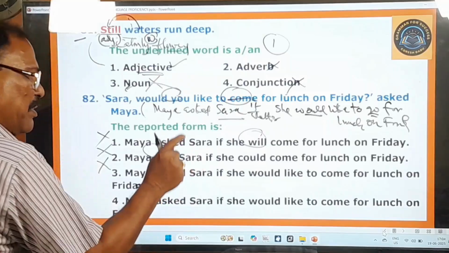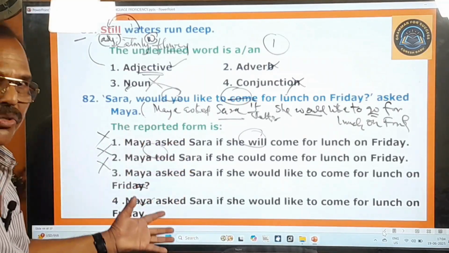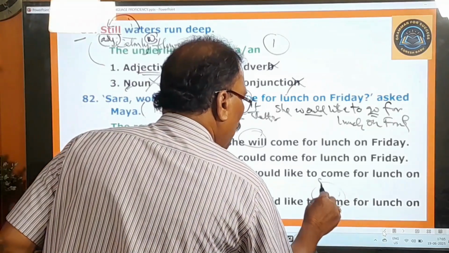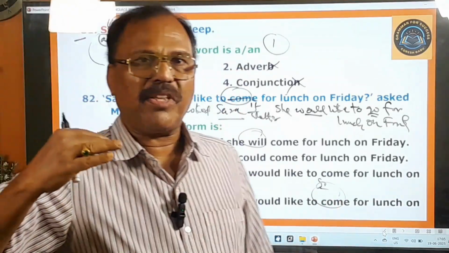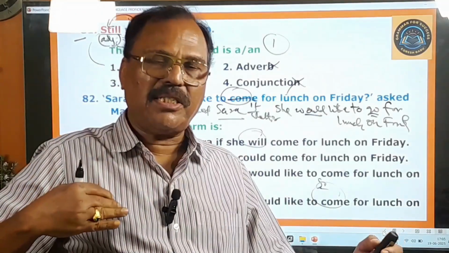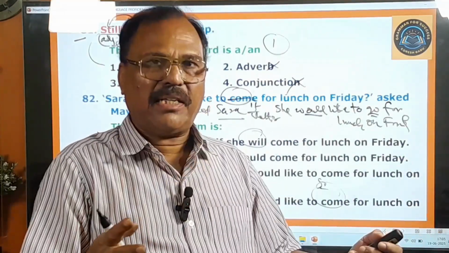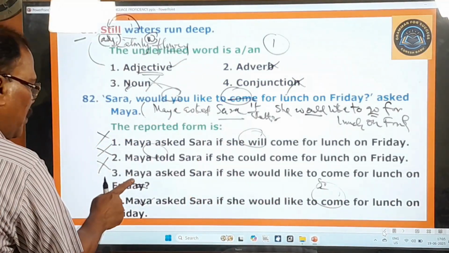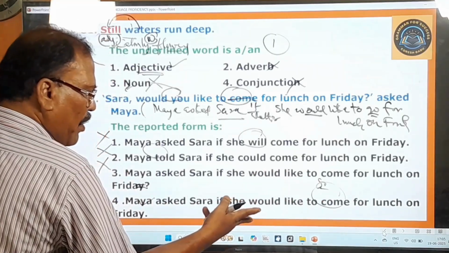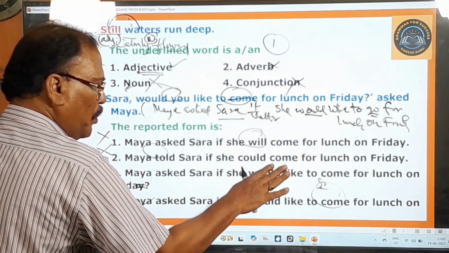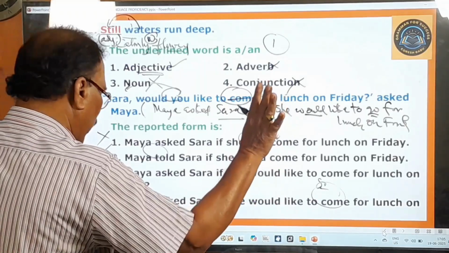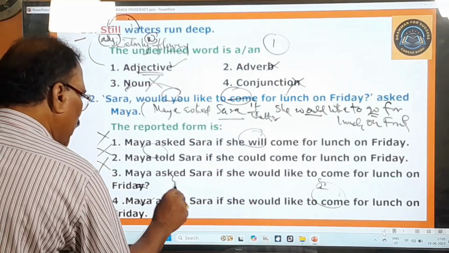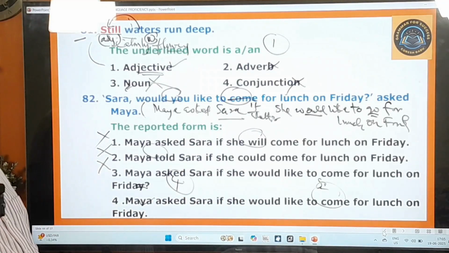And here, Maya asked Sarah if she would like to come for lunch on Friday. This is okay, but here one mistake. This is the as-it-is question paper, and that's why I am not changing anything. Actually, this come should be changed into go. Whenever there is a come in the direct speech, that should be changed into go in the indirect speech. There is a rule like that. But here, this come is not changed into go. Though everything else is okay, here the question mark is not used. Of course, in the place of come, go should be there, but come is used as it is. So this fourth one is the right option and all others are wrong options.